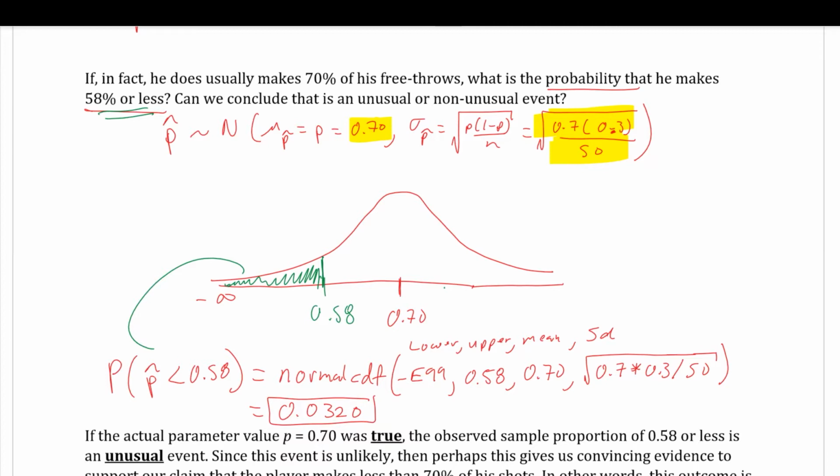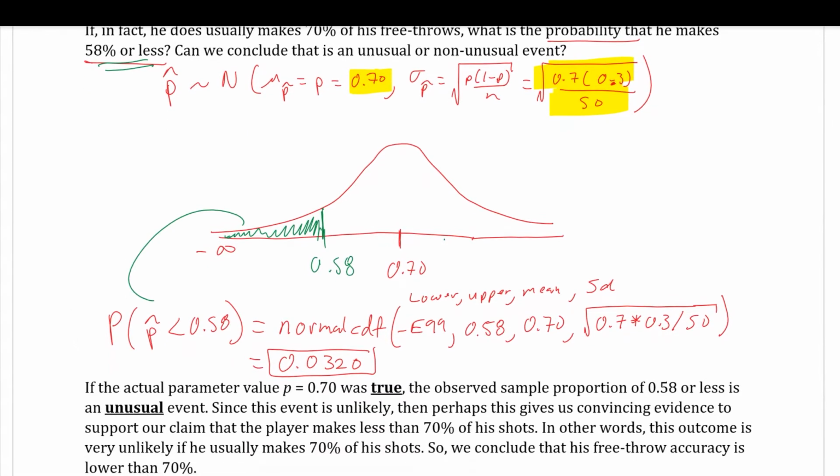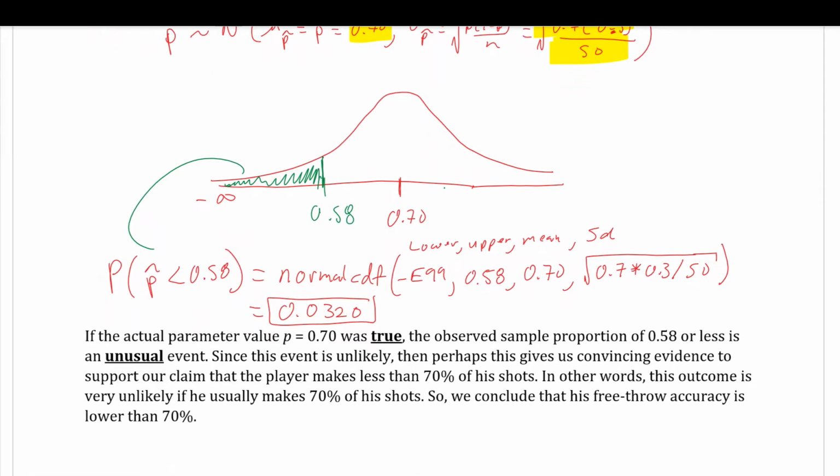Okay. So the probability of seeing what we witnessed, which was 58% of his shots being made, or less than that, would be 3%. Okay. We typically consider an unusual event to be less than 5%, unless it's defined in another way. So if the actual parameter value of the proportion of 0.7 was true, then the observed sample proportion, what we witnessed, of 0.58 or less, would be considered an unusual event. Why? Because it's less than 5%.